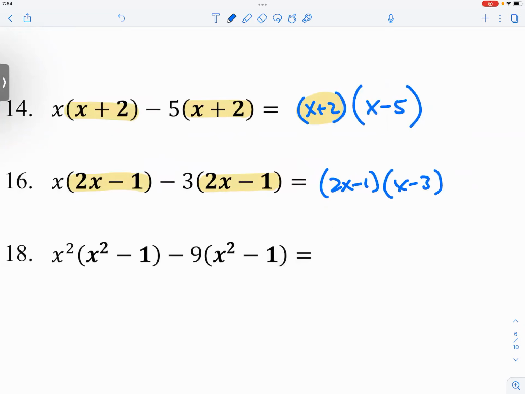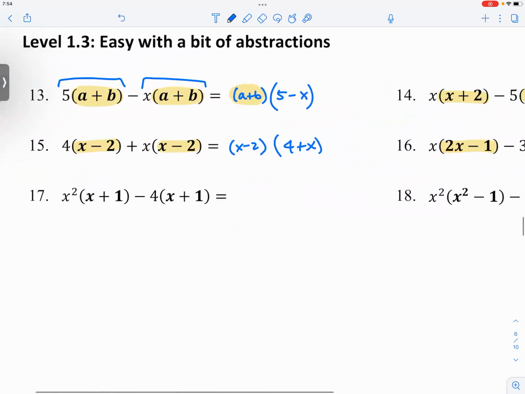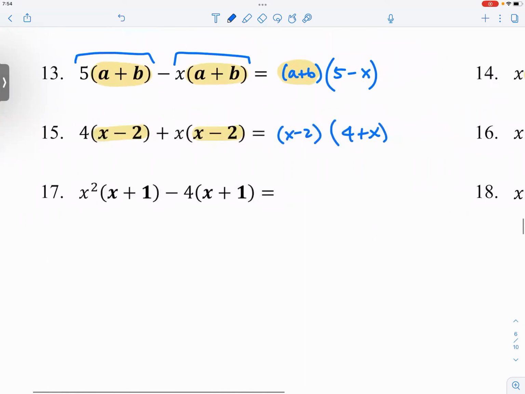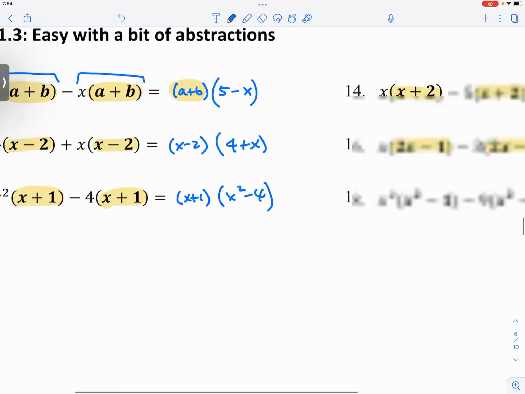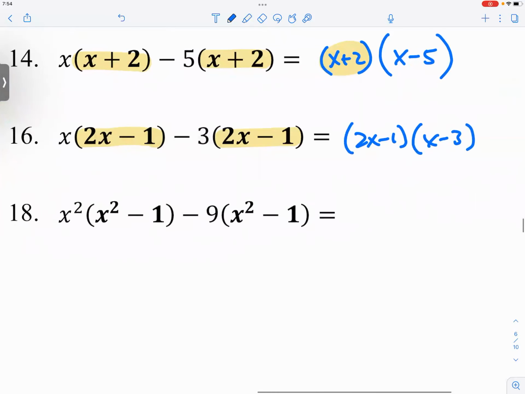Now, this is how I kind of want to describe factoring. Everybody should be able to do factoring. The only people who cannot do factoring are the ones who are lazy. Because if you go through this process, you learn how to see things, there is no way that you don't know how to factor. So the common factor here, x plus 1, and then you have x squared minus 4. How are you feeling so far? Good? Good. All right. And now what's the common factor here? x squared minus 1. All right.